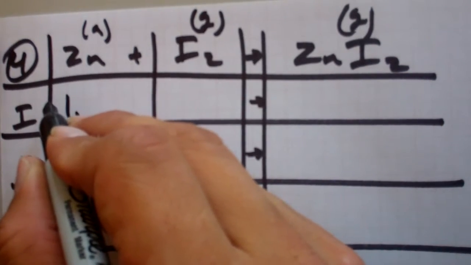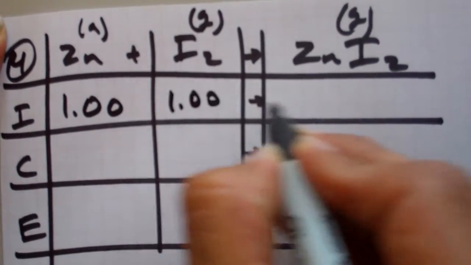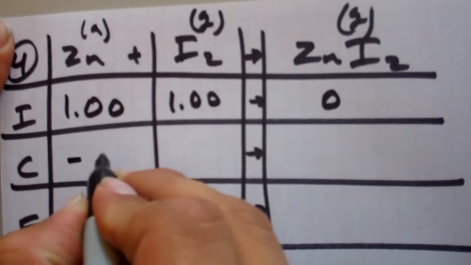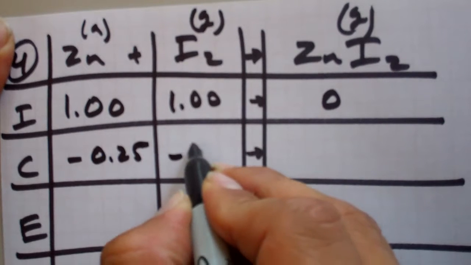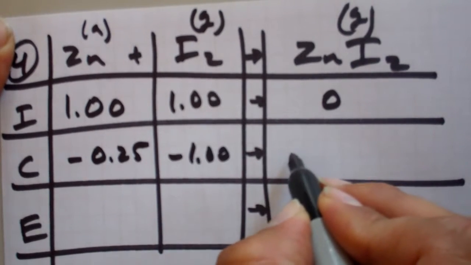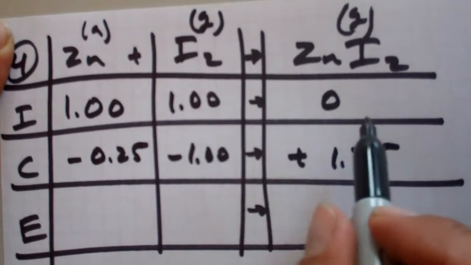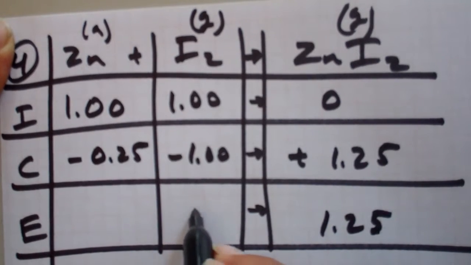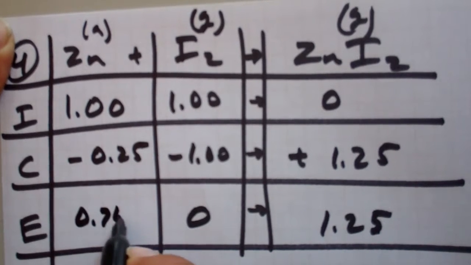This is number 4. So we have 1 gram of zinc, 1 gram of iodine, and before the reaction starts we have 0. And I showed you that you lost 0.25 grams of this, we lost all 1 gram of this, and we gained 1.25 grams of this. In the end, 0 plus 1.25 is 1.25. Most of you did this nicely. Over here, 1 minus 1 is 0, and 1 minus 0.25 is 0.75.